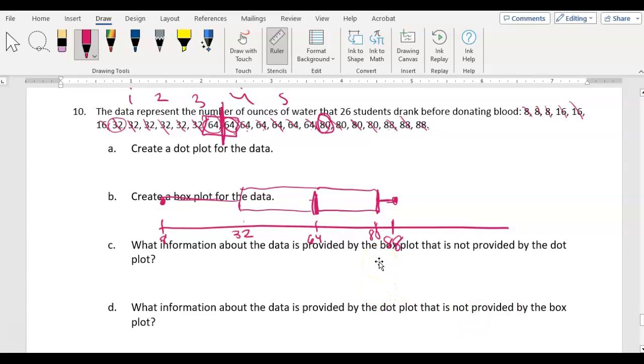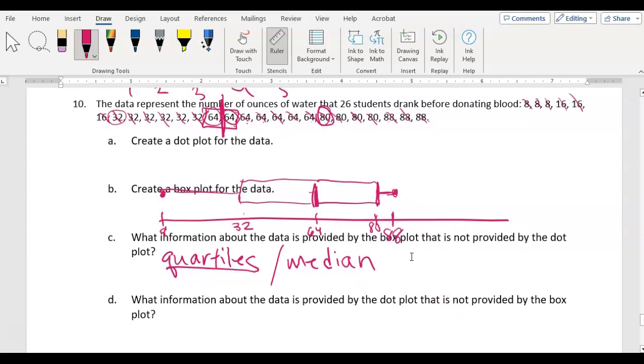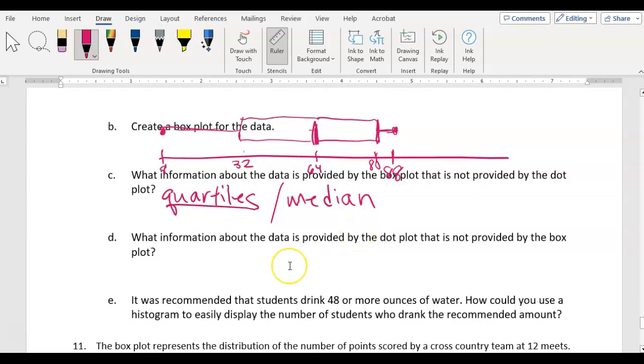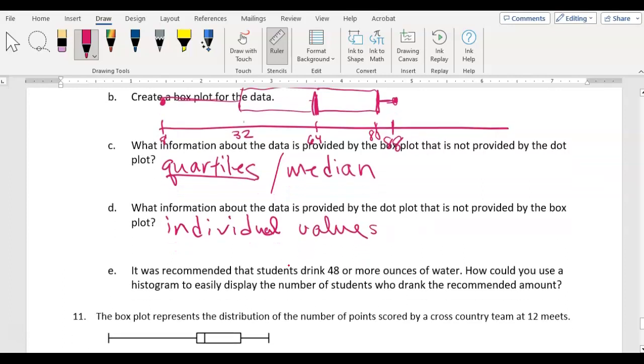Says what information about the data is provided by the box plot that is not provided by the dot plot. So our quartiles, right? And we can find our median in the dot plot, but not immediately. So the median is immediately and instantly available to us in the box plot and not in the dot plot. We can calculate it from the dot plot, but it's not going to be quite immediately there. Letter D says what information about the data is provided by the dot plot, and that would be individual values, right? Because it's going to show us each temperature value.